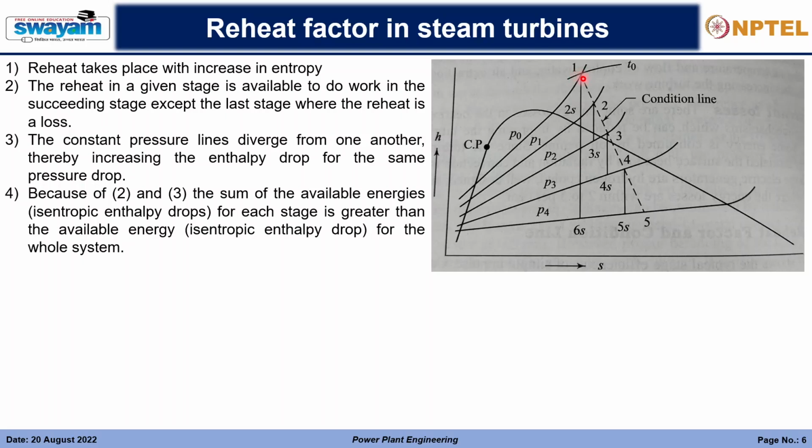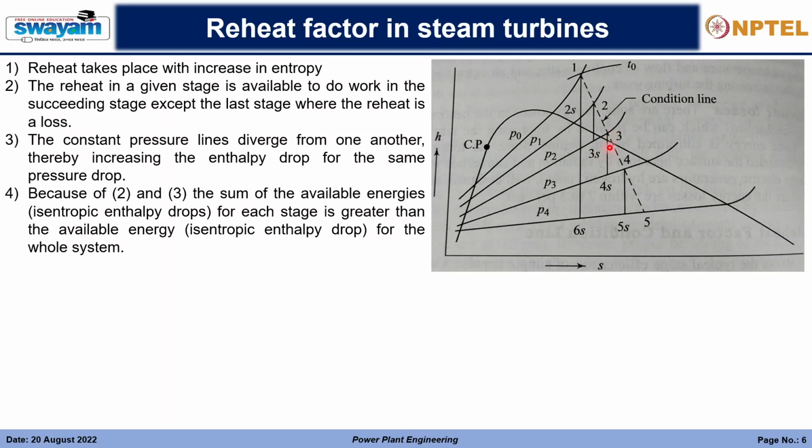So actually this diagram represents a multi-stage steam turbine. So there are many stages. Between 1 and 2s there is one set of blades. Then it is again expanding, and it is again going through the second set of blades, that is 2 to 3.